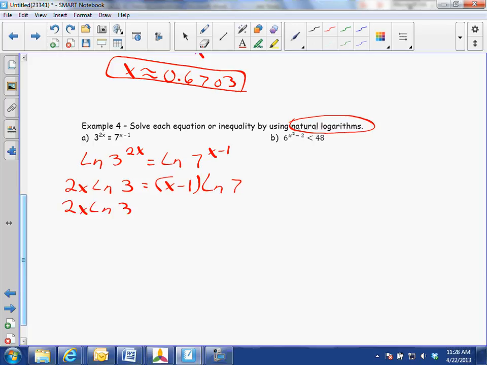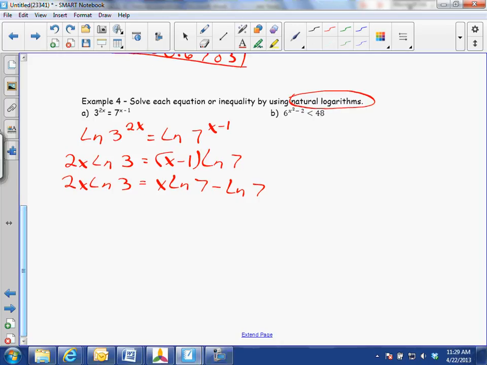What can we do on that right side? Come on, you know this. Distribute through, right? Okay, we got an X over here and an X over here. What are we gonna do? Move them over, put them together, so we're gonna subtract this guy over. So we'll have 2x natural log 3 minus x natural log 7 equals negative x.